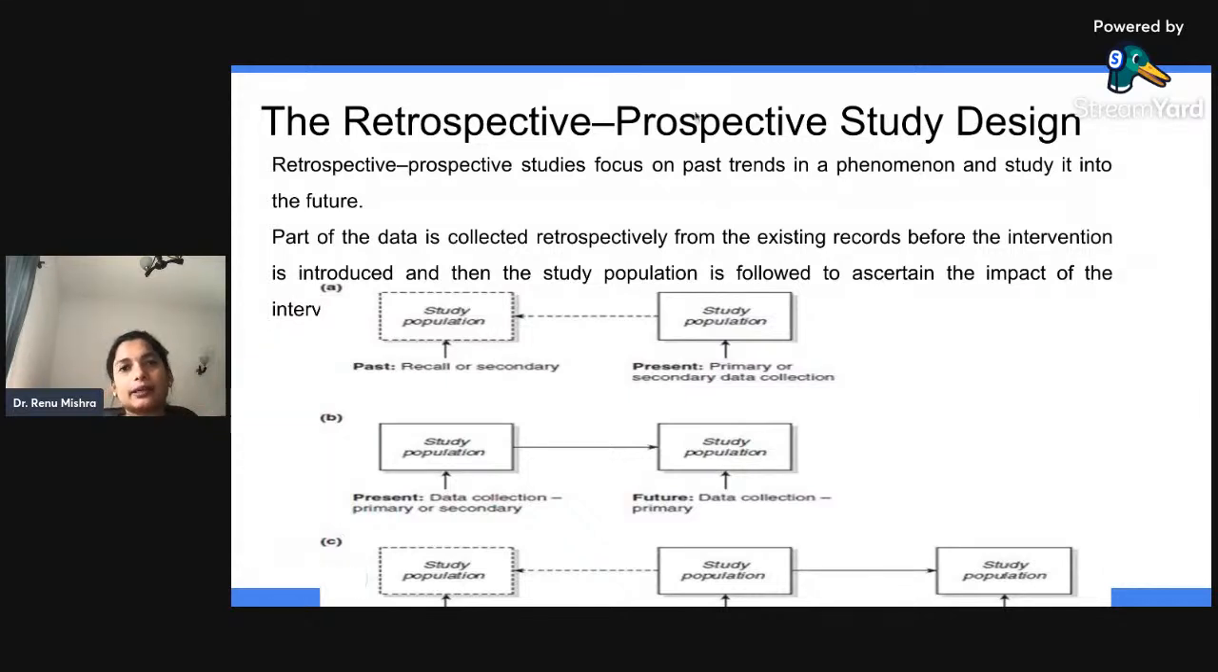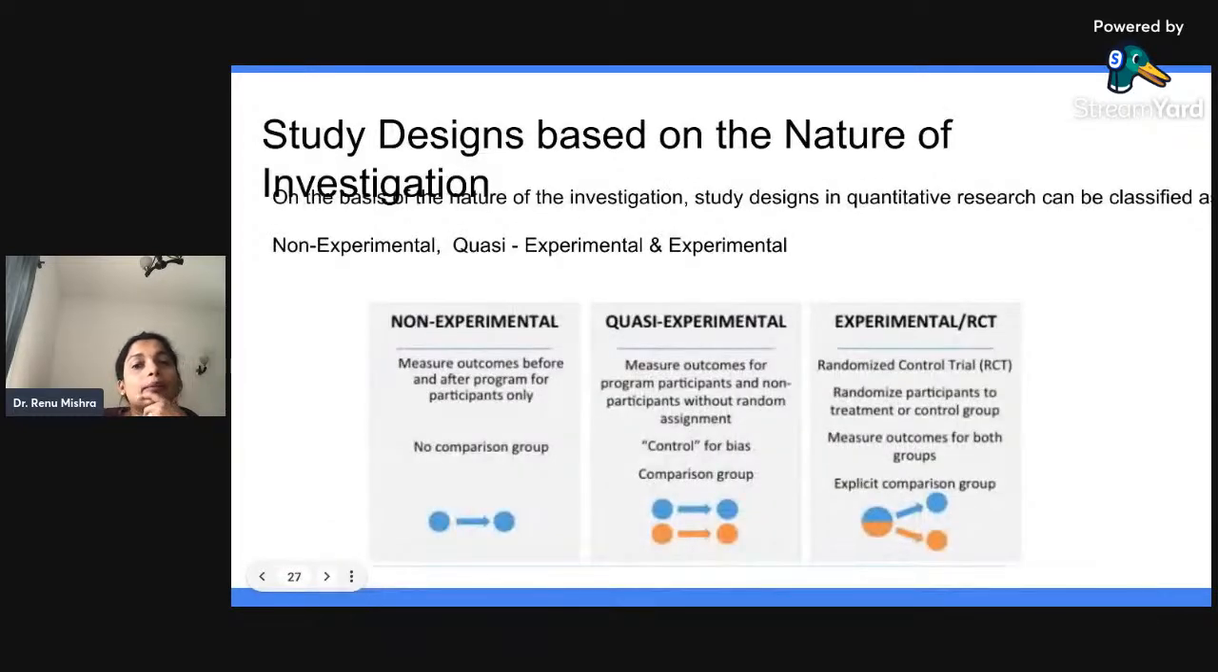So here what is happening? You are studying the past trends, and on the basis of that you are telling the probable future outcome. You are studying what happened in the past, and then on the basis of those records you're ascertaining what will happen in the future. Okay, all right.